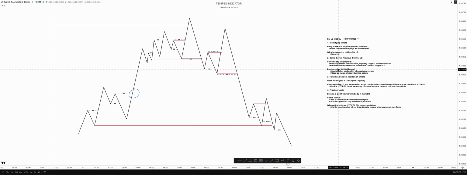Now previous day's 5-minute liquidity has a much higher probability of causing reversals, and is used as major intraday turning points. Say for example we're coming up here, we have a body break here, we are generating liquidity, we have a body break here, we're generating liquidity, and we also have a body break there, generating liquidity.